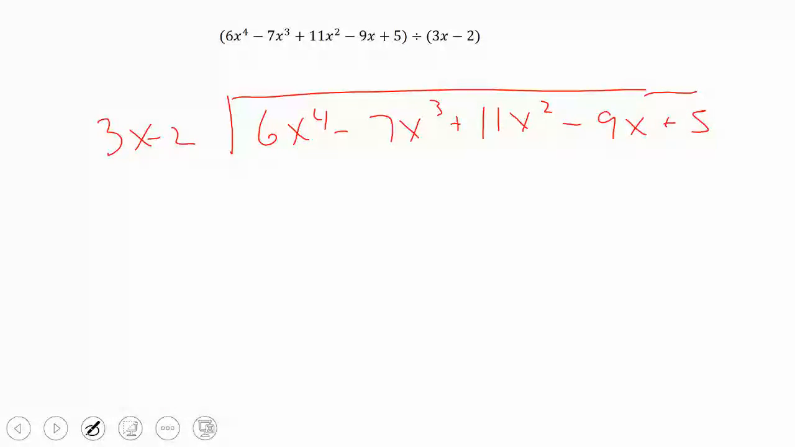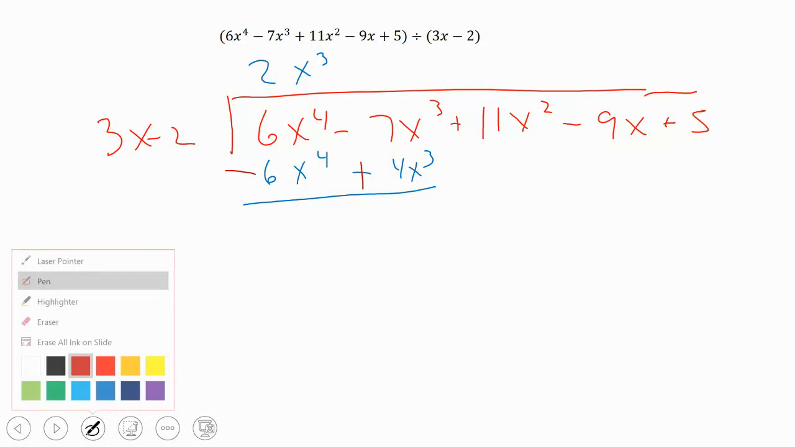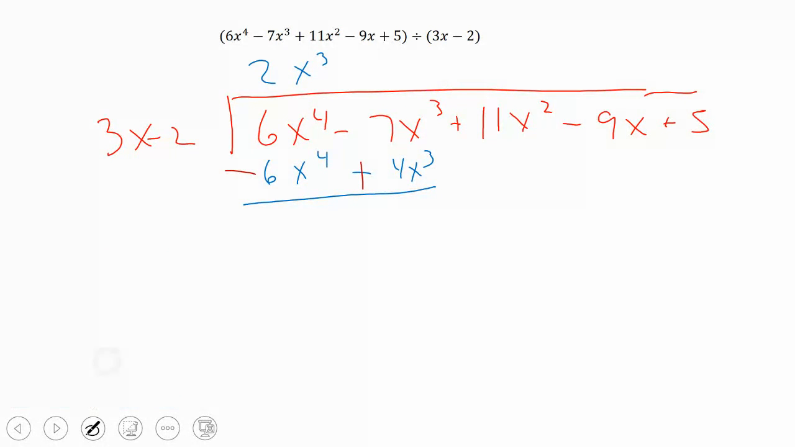Remember, 3x goes into 6x to the fourth, 2x to the third times, and we multiply that. We get 6x to the fourth minus 4x to the third, and then we go and we subtract. I should probably put my subtraction in a different color. And then we bring down, these are gone, and we're left with negative 3x to the third, and we bring down the next term, and so forth.